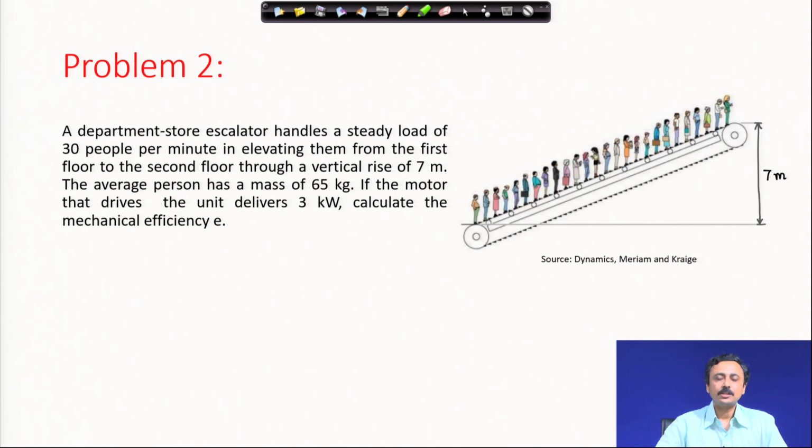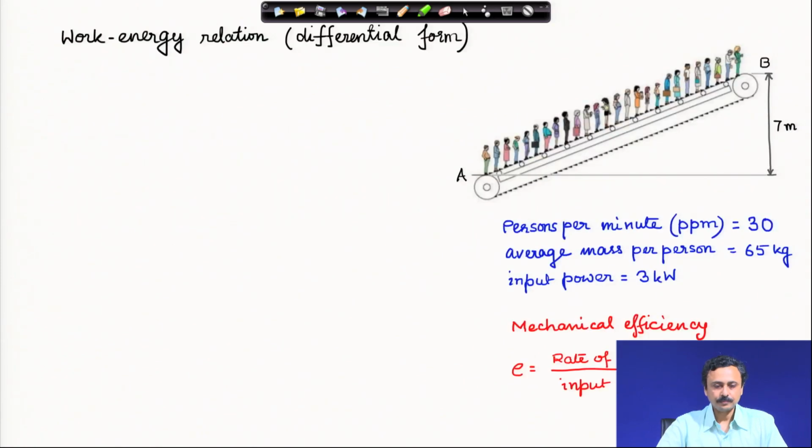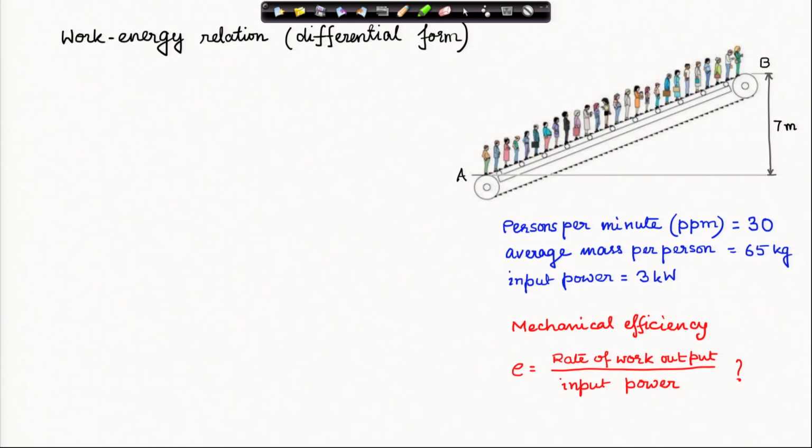You have seen such escalators in departmental stores, at airports, etc. And here there is a tacit assumption that it is constantly delivering people, 30 persons per minute, each weighing 65 kilogram on average. We have to find out the mechanical efficiency. How is it defined? It is the rate of work output divided by the power input, and that is what is unknown, and we have to calculate that.